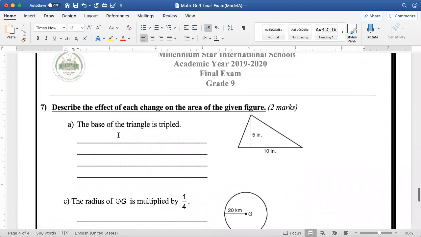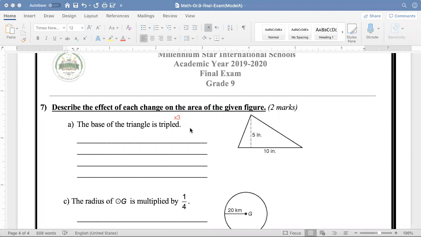Today we're going to start number 7. Describe the effect of each change on the area of the given figure. The base of the triangle is tripled. Tripled means multiplied by 3.